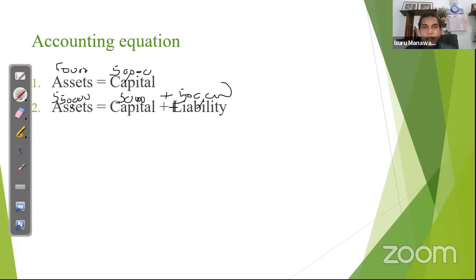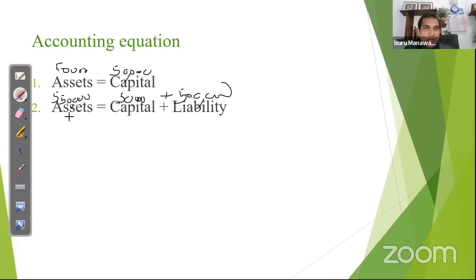Okay. Now, next section. What is the purpose of starting this business? The purpose of starting a business is making profit. So profit belongs to whom? Profit belongs to the owner, right? The owner, because the owner invested money. He has taken the risk of investment. So the profit belongs to the owner in simple terms.